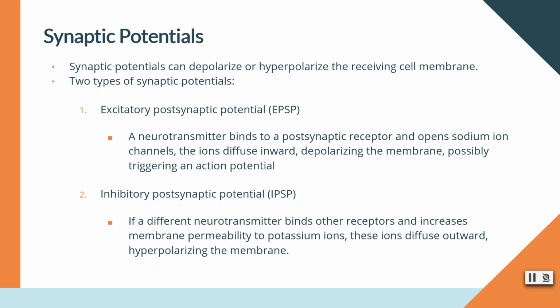And then we have the inhibitory postsynaptic potential, IPSP. If a different neurotransmitter binds, it increases membrane permeability to potassium ions, and these ions diffuse outward, which hyperpolarizes the membrane. We have this less likely to fire an action potential.